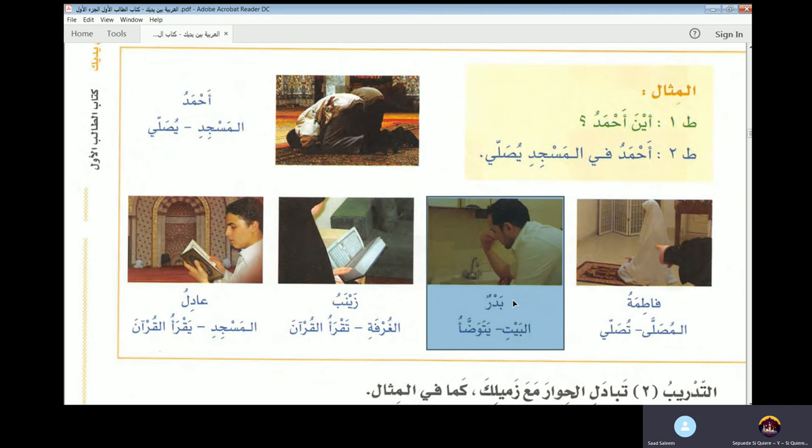Ayna? Bathroom. Okay, in a bathroom. Where is the bathroom? Fil baiti. Baiti, fil baiti. He is in the house. Yatawadda'u. Where is Bathed? He is in the house, making wudu.